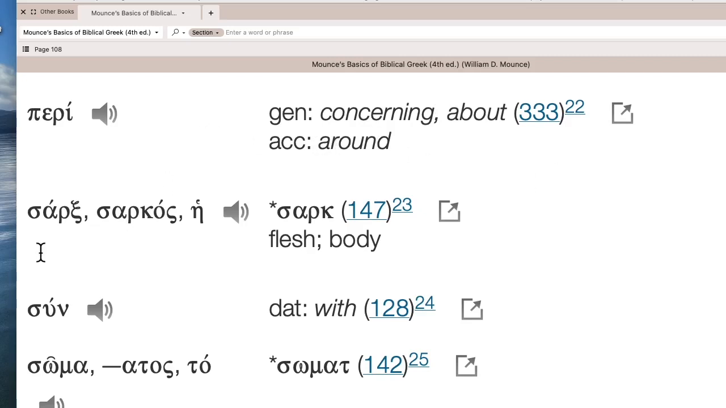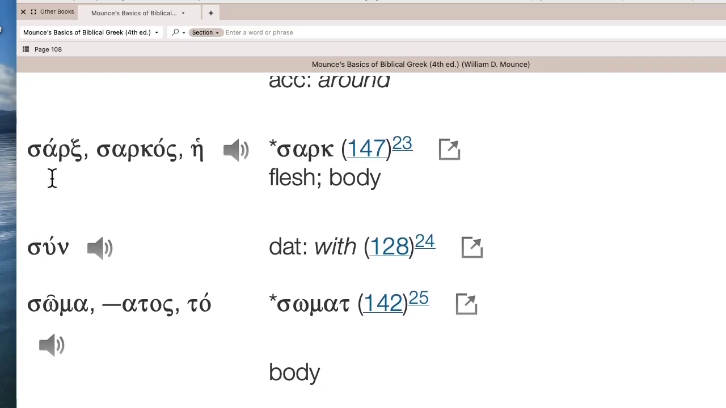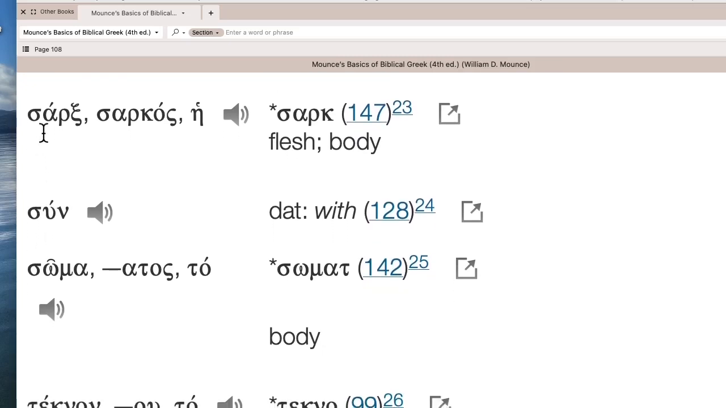333 occurrences. Okay, here's another important third declension noun. Sarx, sarkos, and he. Notice it's the feminine article here. That means we have a third declension noun that is feminine gender. Sarx. Now, what we see over here is a reminder that the root is a kappa. It's a kappa stem, so it ends in a kappa.